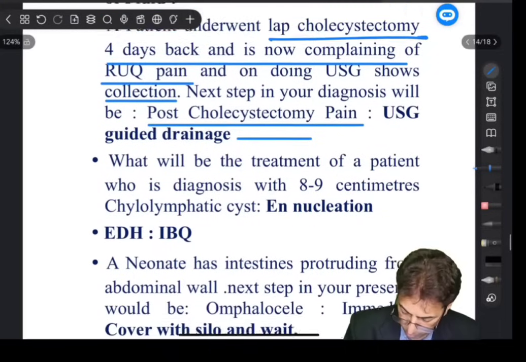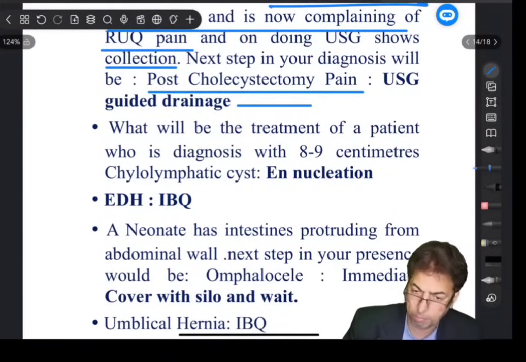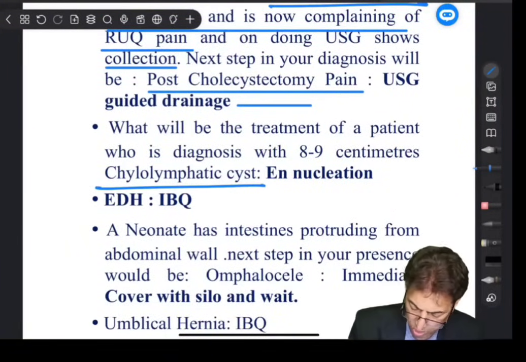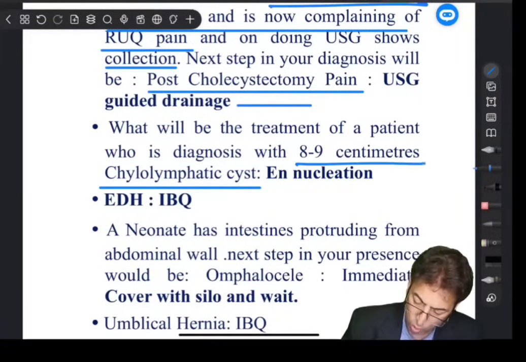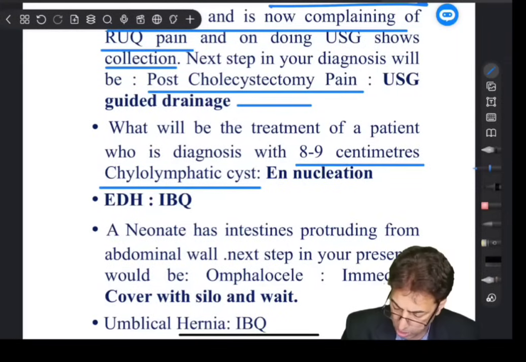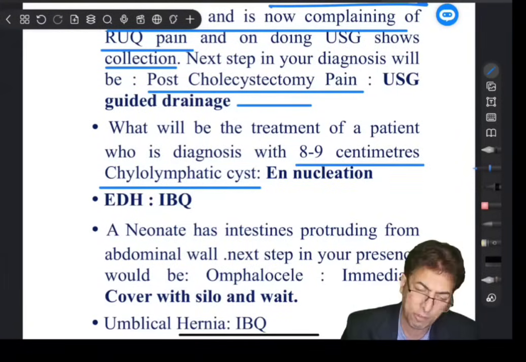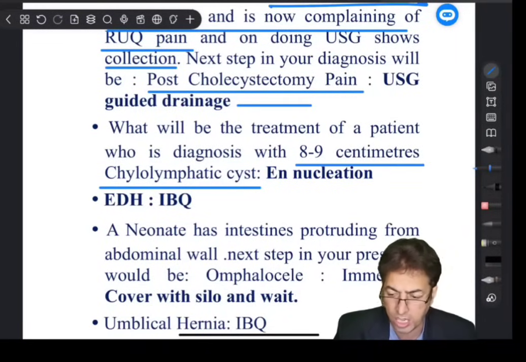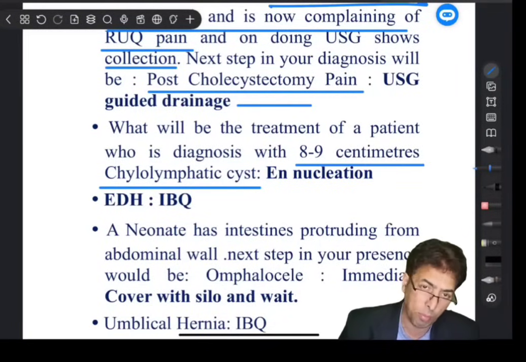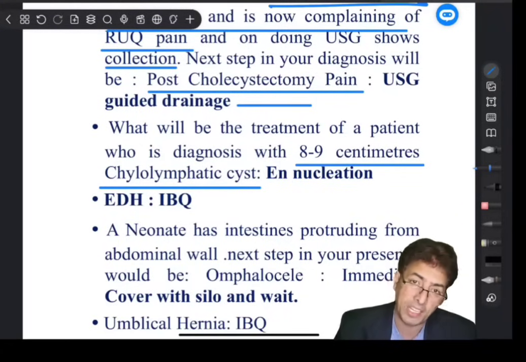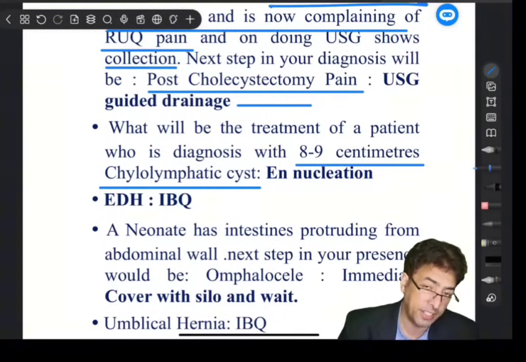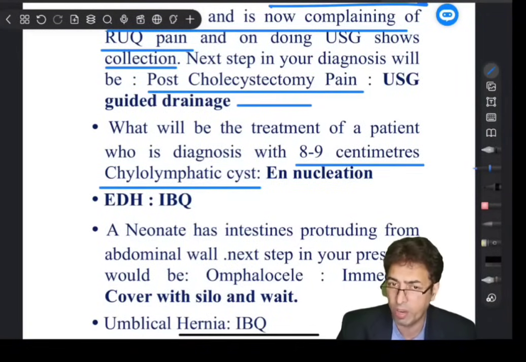Now, there was a question of basically a chylolymphatic cyst, and this should not have been a UG question from my perspective. So what's the treatment of a patient who is diagnosed with an 8 to 9 centimeter chylolymphatic cyst? You have to remember these cystic entities, whether it is the cystic hygroma, the mesenteric cyst, the chylolymphatic cyst, or the hydatid cyst. So you are aware of the PAIR technique, which is followed in case of hydatid cyst.